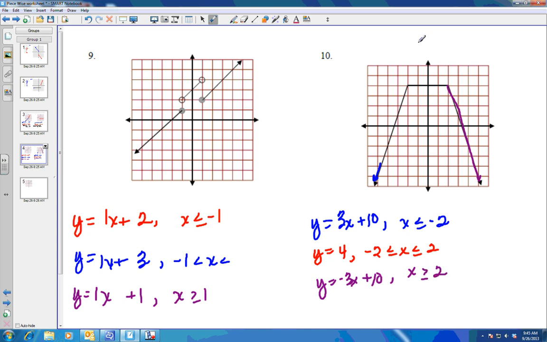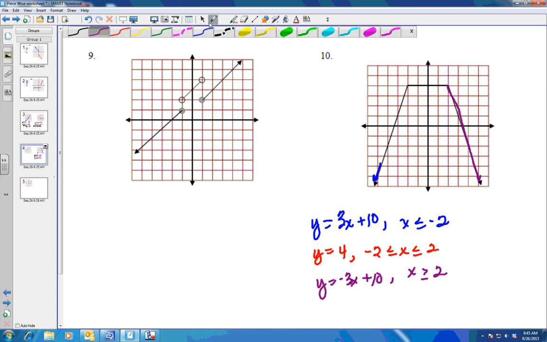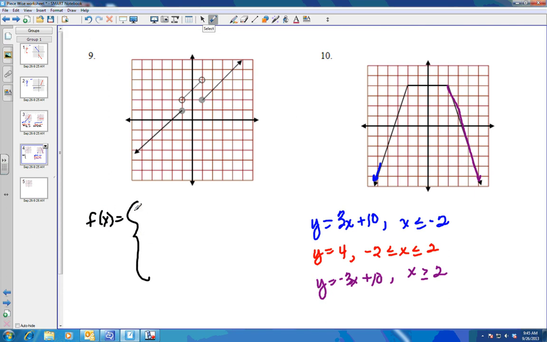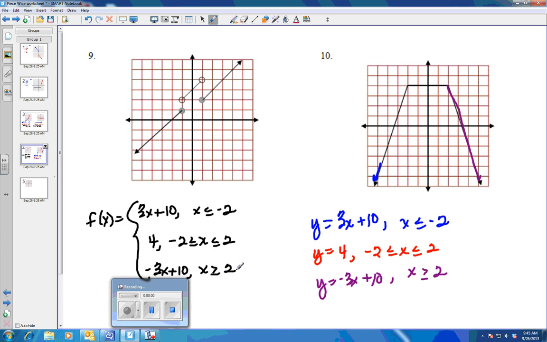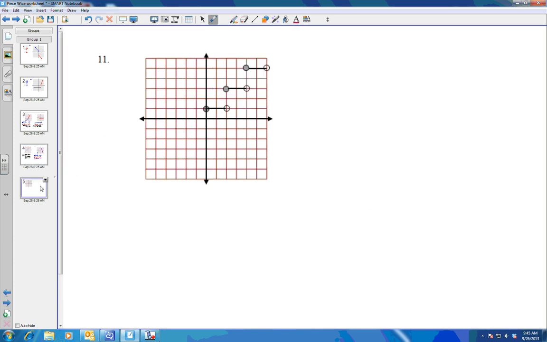So to clean that up a little bit, here's how I would write it. I'm going to write it over here. So we want it to look like our other problems. 3x plus 10, where x is less than or equal to negative 2. 4, where x is between negative 2 and 2. And negative 3x plus 10, where x is greater than or equal to 2. Okay? So now we're going to go to the last one, number 11.